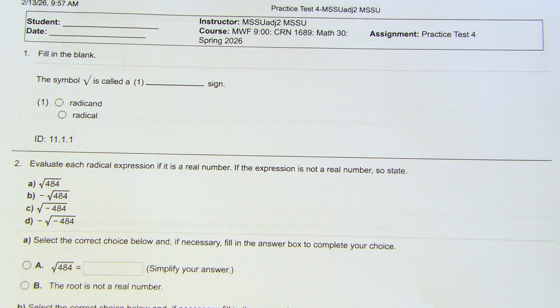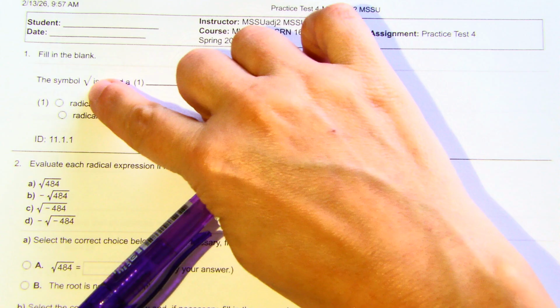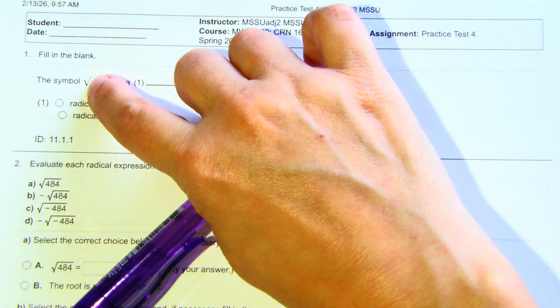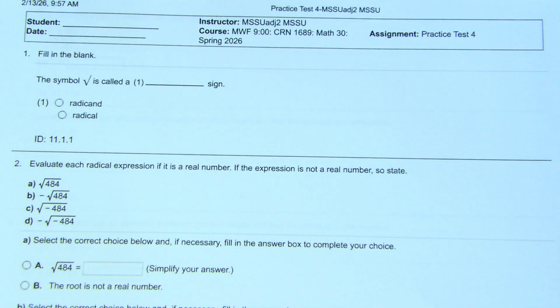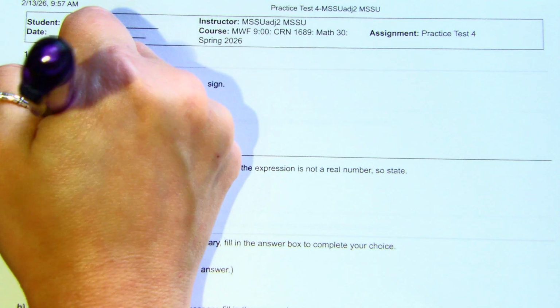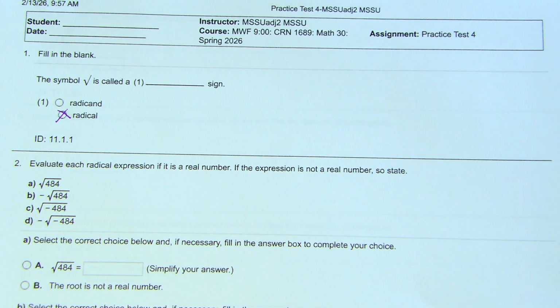The symbol, the radical, I guess I kind of just ruined it for you, is called a radical sign. It's just terminology that you need to kind of know. The radicand is the stuff that goes underneath it. The radical is the actual sign itself. All right, step 2 is a 4-parter. It says evaluate each radical expression if it is a real number. If it is not a real number, state so.